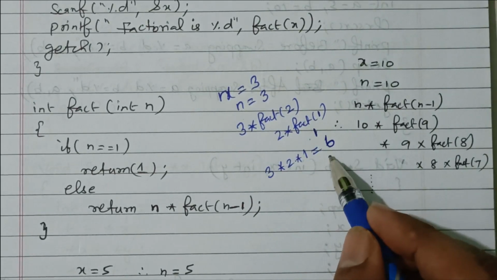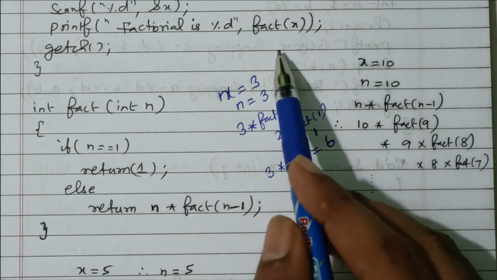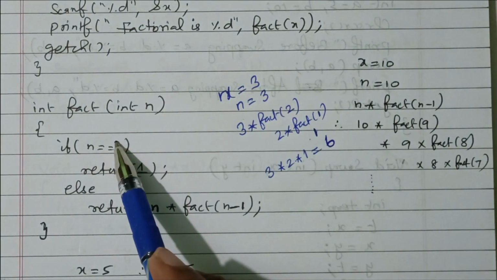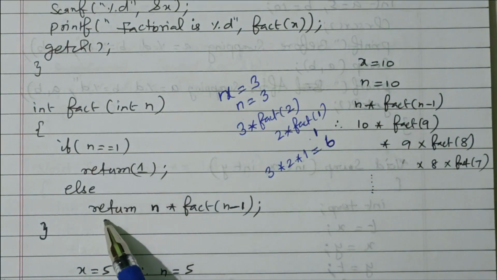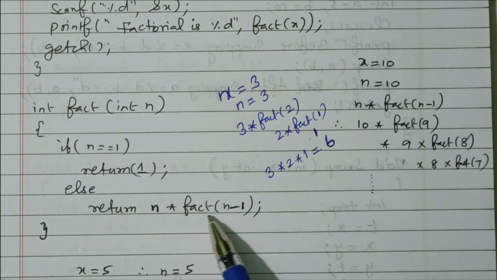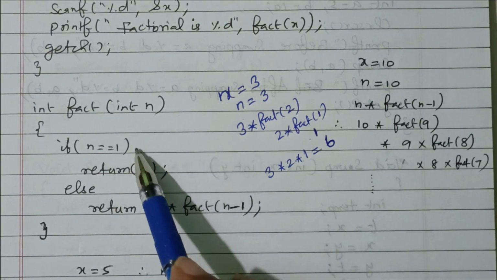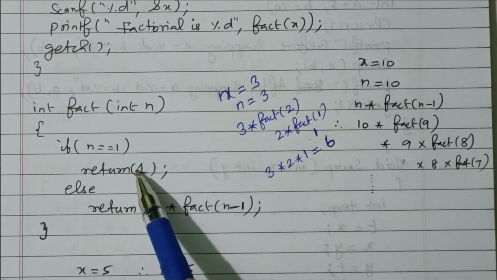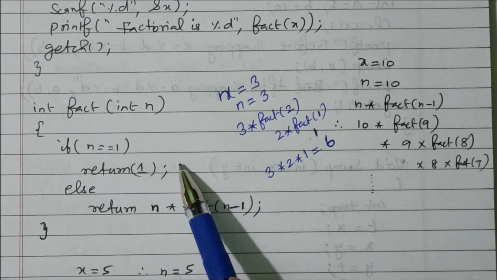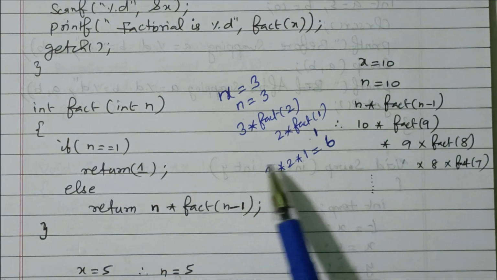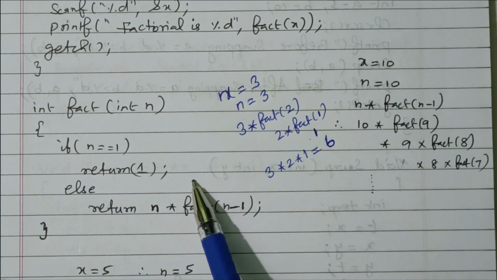We are getting the value 6. So here we call the function. It will check whether n equal to 1. If it is not equal to 1, then n into factorial of n minus 1. That is calling the function itself again. The same function is called again inside. Again and again it will call. If it reaches 1, it will return the value 1 and stop the process.